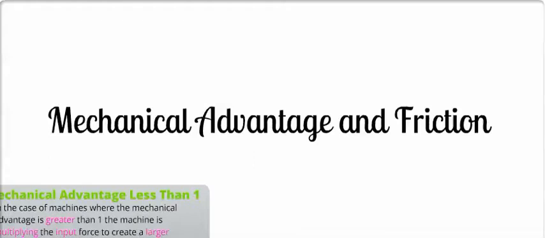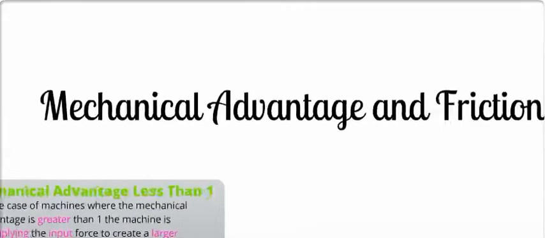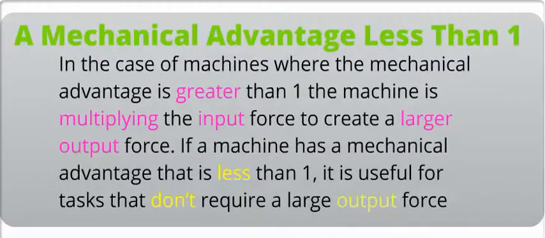Okay, so now we're going to talk about mechanical advantage and friction. Sometimes the mechanical advantage is less than 1. In the case of machines where the mechanical advantage is greater than 1, the machine is multiplying the input force to create a larger output force.